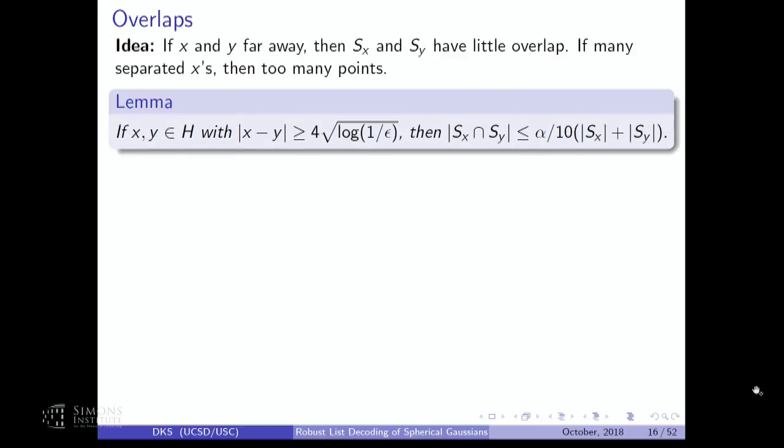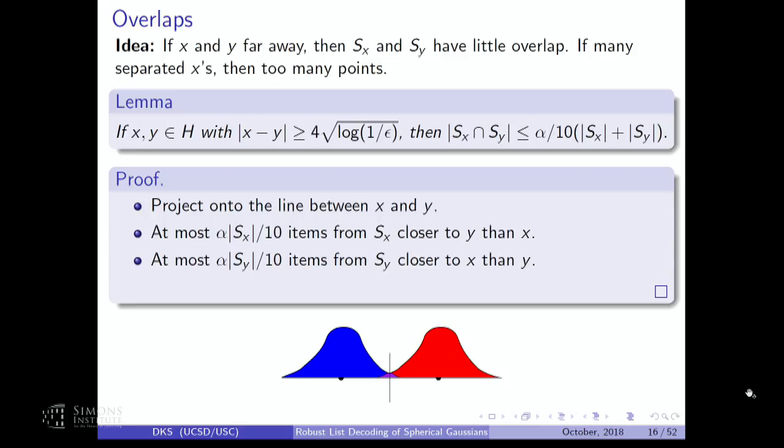And so the first lemma is that if X and Y are separated by more than 4 root log 1 over alpha, the size of the intersection of S sub X and S sub Y is at most alpha over 10 times the sum of the sizes of these two sets. And the proof is pretty easy. Remember that one of the properties of these sets was that they were well concentrated about the point they were centered at when projected along any line. So we're going to project along the line separating the two means, X and Y. And we note that all but a tiny fraction of the points in S sub X have to be closer to X than Y along this line, and all but a tiny fraction of the points in S sub Y have to be closer to Y than X. Therefore, any points in the intersection need to correspond either to a point in S sub X that was actually closer to Y, or a point in S sub Y that was actually closer to X, and both of those sets are small.